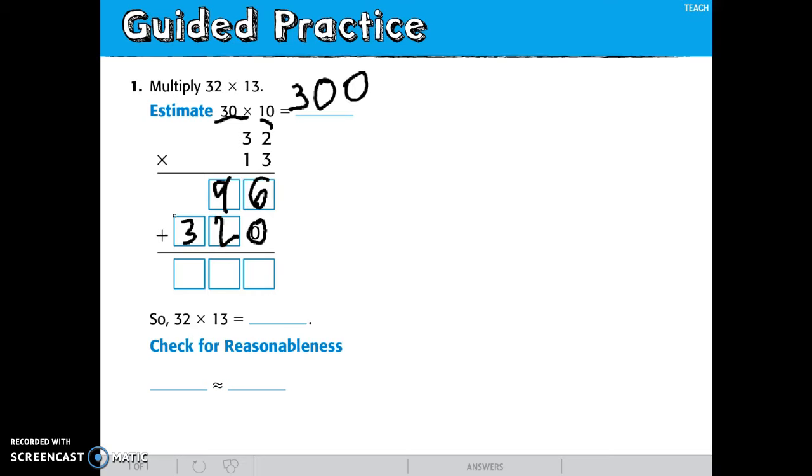The final step is to add up the digits. 6 plus 0 is 6, 9 plus 2 is 11, 3 plus 1 is 4. So 32 times 13 is 416. Our estimate was 300, and 300 is close to 416. So we know our answer is reasonable.